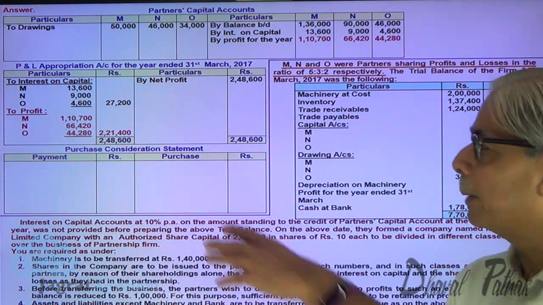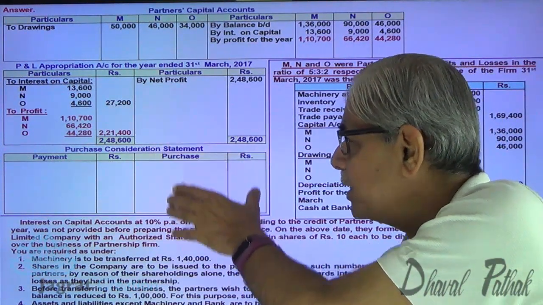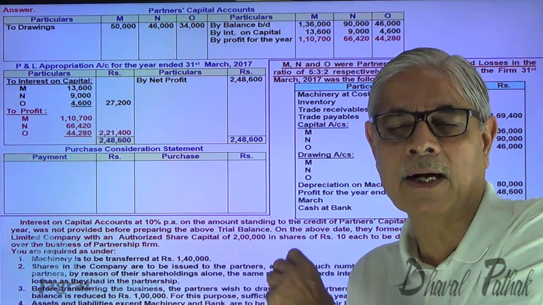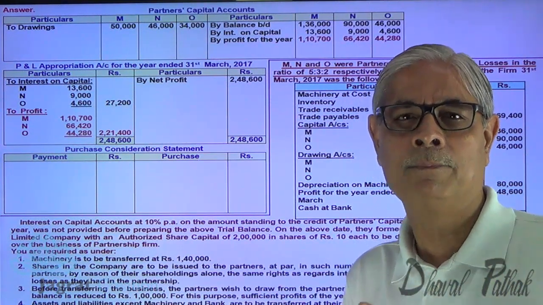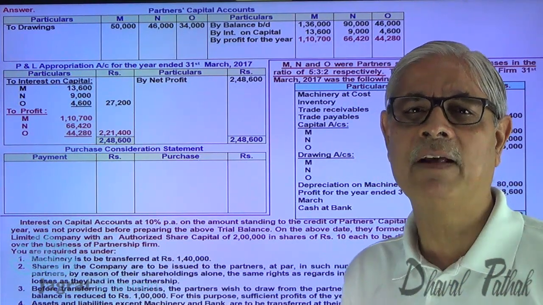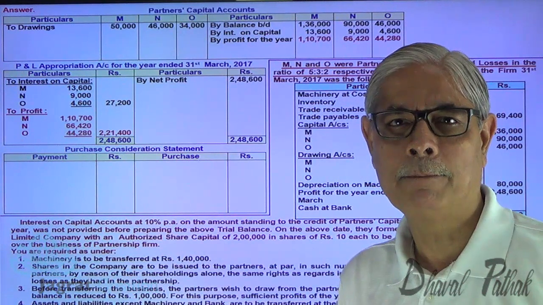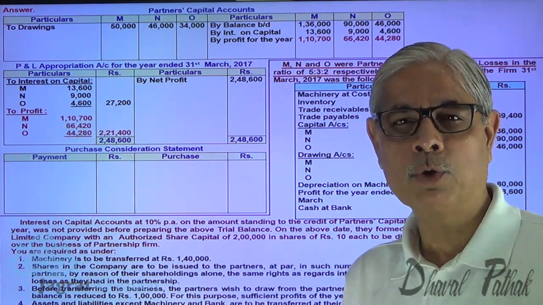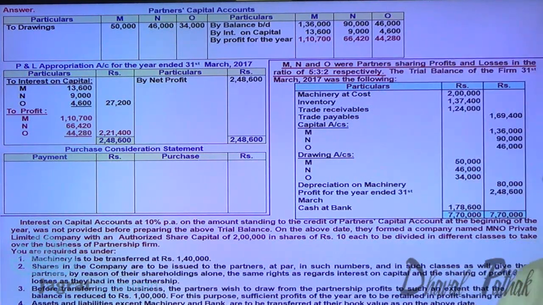And also I am going to prepare a purchase consideration. Here I will write down the details of purchases made by the company or the assets and liabilities transferred by the partnership firm to the company at an agreed value. And here, whatever the payment is made by the company to the partnership firm will appear here. Now, first of all, machinery transferred to the company at 1,40,000.